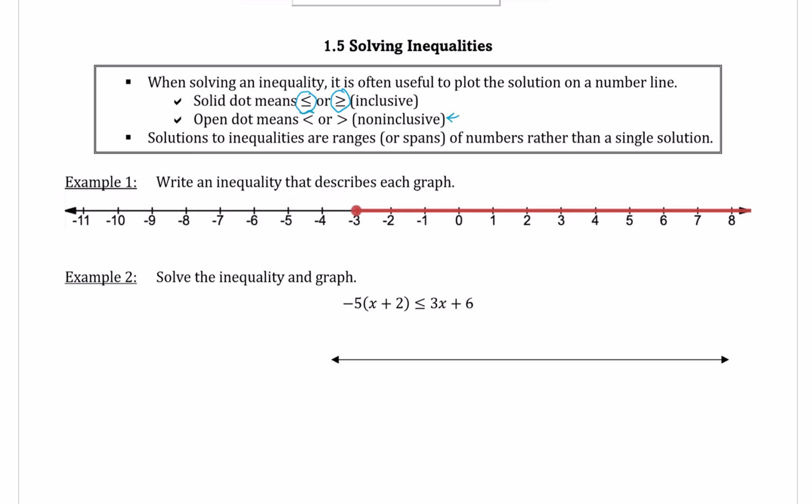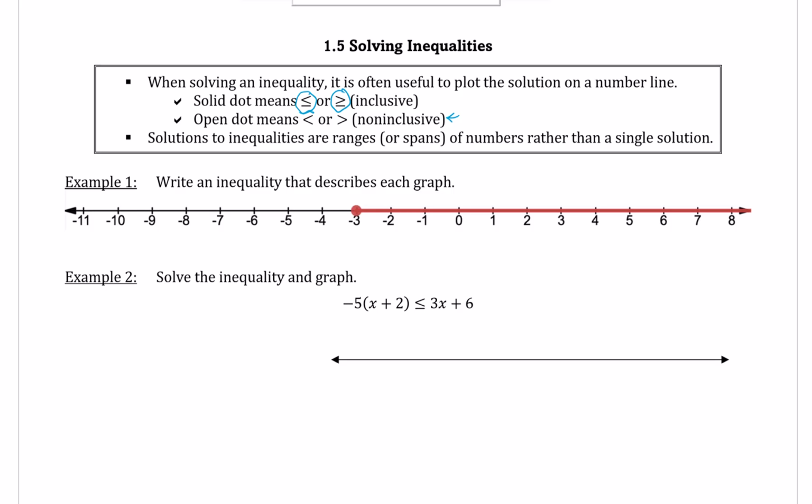So if it was less than 2 but not equal to 2, that means I can do 1.9999 repeating infinitely many times. And that would be included in my possible solutions. So it's not just the whole numbers, but all of the decimals and everything. So that's why the graph makes it easy to show the answer.